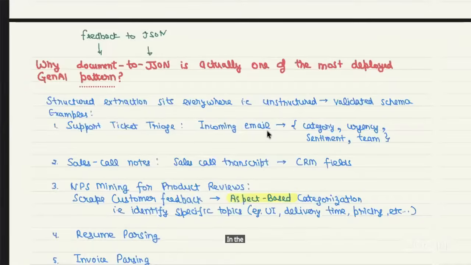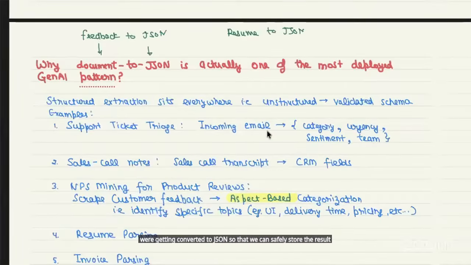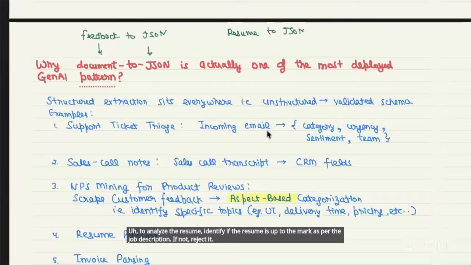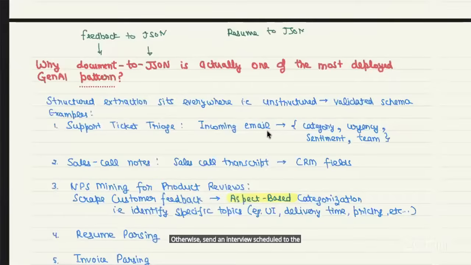In the resume parsing example, what is the document which is getting converted to JSON? In my first example, resumes were getting converted to JSON, so that we can safely store the result inside a database. And we can also share rejection emails or interview emails automatically to the students. It's one of the very popular agentic AI systems used in the industry to analyze the resume and identify if the resume is up to the mark as per the job description. If not, reject it. Otherwise, send an interview schedule to the student who got shortlisted.